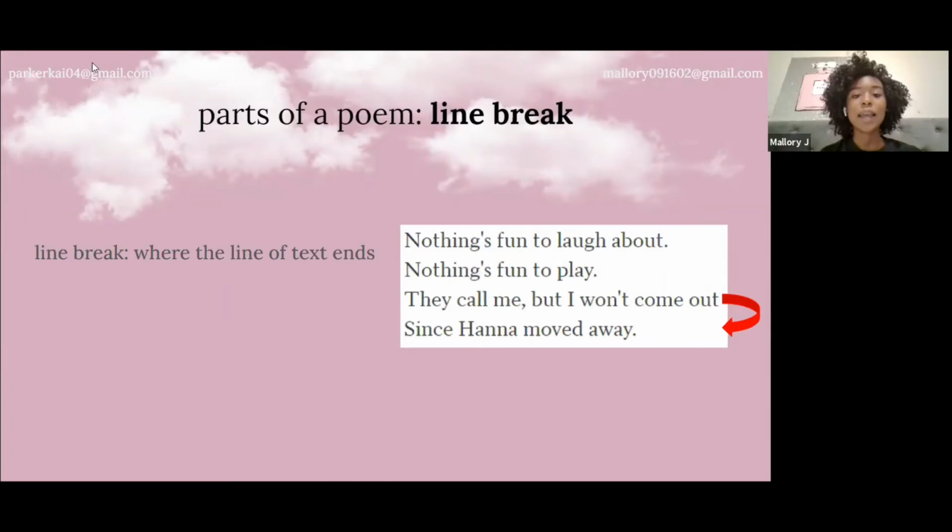Okay, so now a line break. A line break is where the line of text ends. So in this stanza, it says nothing's fun to laugh about, nothing's fun to play. In the first 2 lines, you can see that they're full sentences and they have a period. But in the last 2 lines, they call me, but I won't come out since Hannah moved away. The 3rd line continues on to the 4th line, and that's where the sentence finishes out. As you can see, it's a break in the sentence.